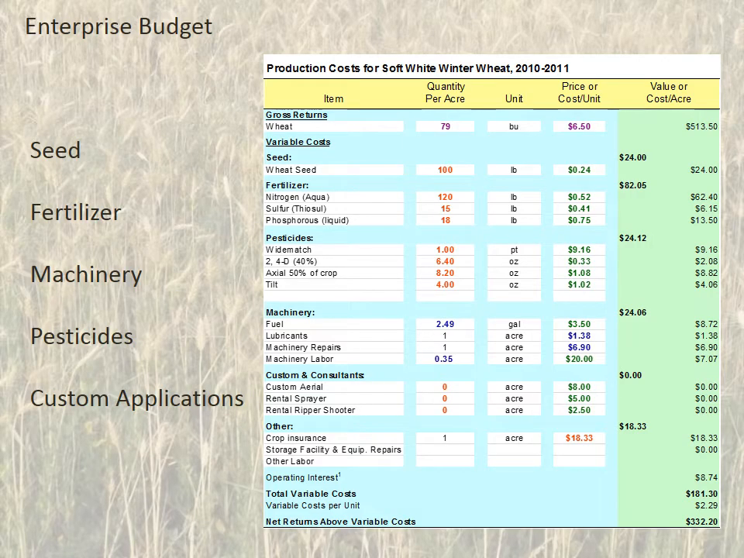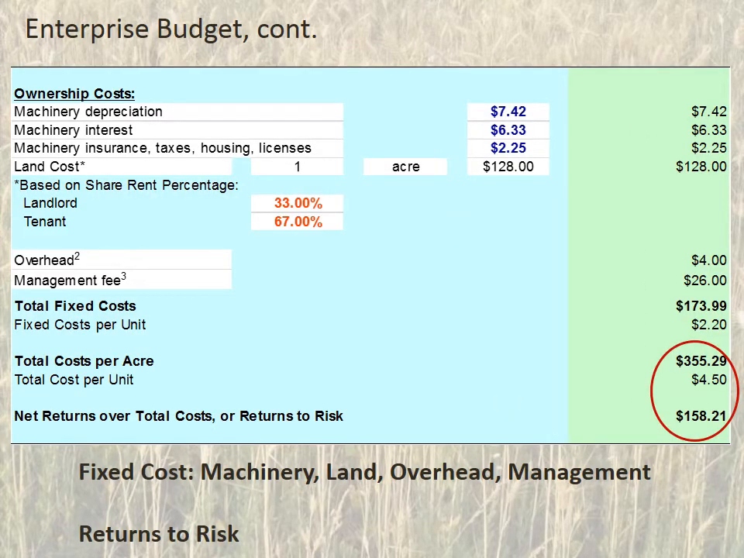Those two things went into creating this enterprise budget. For every grower in the survey, for every year, I created an enterprise budget, which has all of their variable cost: seed, fertilizer, machinery. Then it has their fixed cost, or ownership cost: depreciation, interest, all those fine things. At the bottom, we have our total cost per acre, which is everything they spent to make this acre of wheat. And then we have total cost per unit.